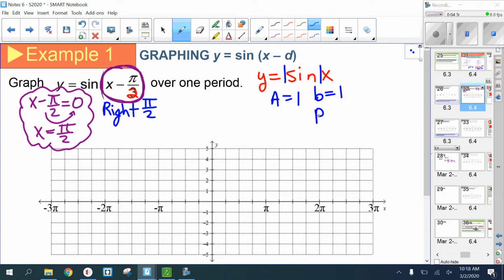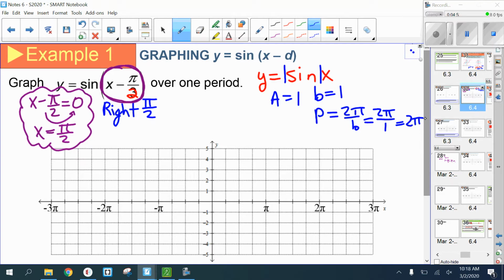And so we calculated the period based off that, 2 pi over b. In this case, 2 pi over 1. The period is 2 pi. Okay? So I'm talking about the non-shifted function right now. The non-shifted function has an amplitude of 1 and a period of 2 pi.